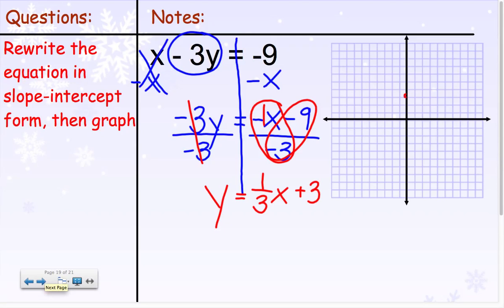First dot goes on the 3. Rise 1, run 3. Rise 1, run 3. Rise 1, run 3. That time I made 4 dots.